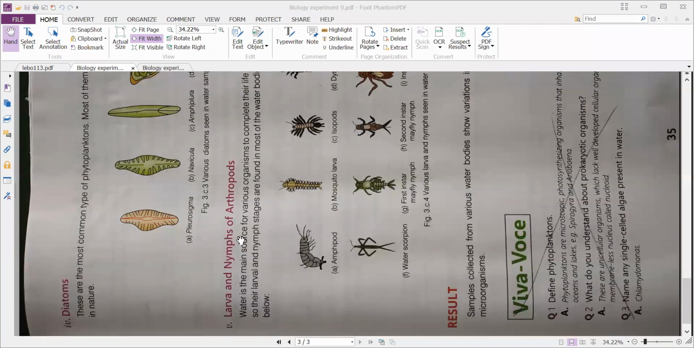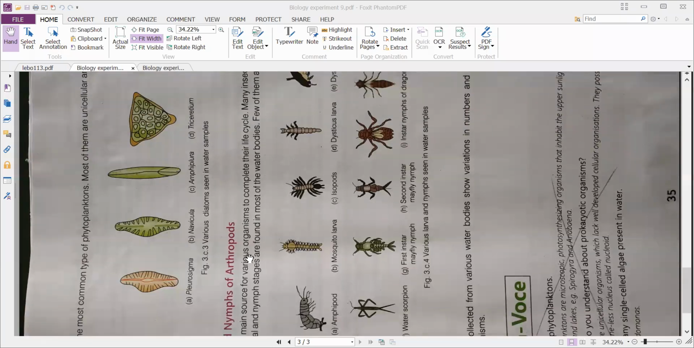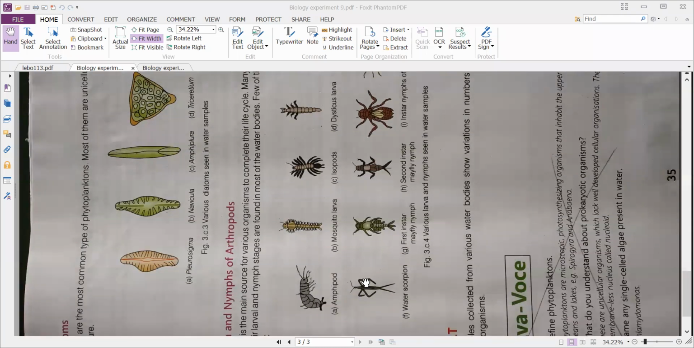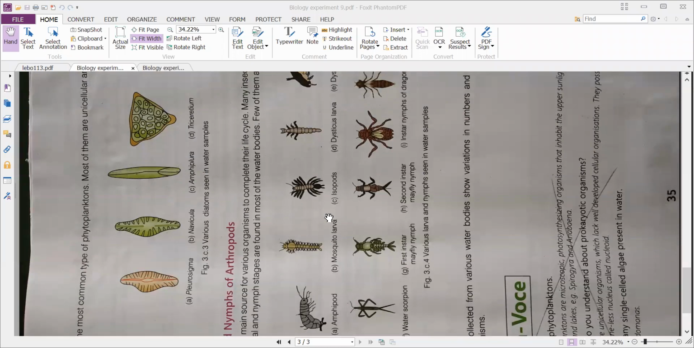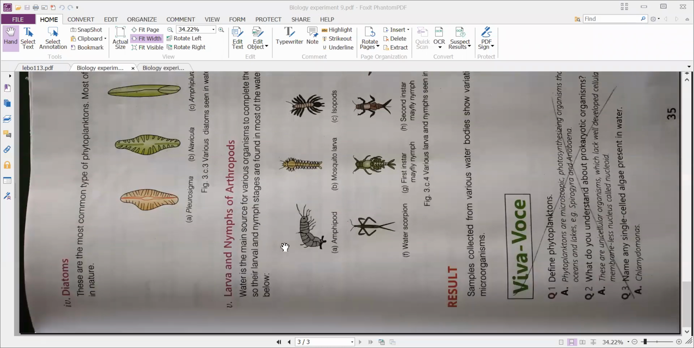And in the larva and the nymphs of arthropods, we have got a total of 10 diagrams. Any 4 diagrams you can draw, whichever you feel easy. From these 10 diagrams, you can draw any 4 diagrams. And next, the writing part and the diagrams should be done on the left side, because these all come under the observation.